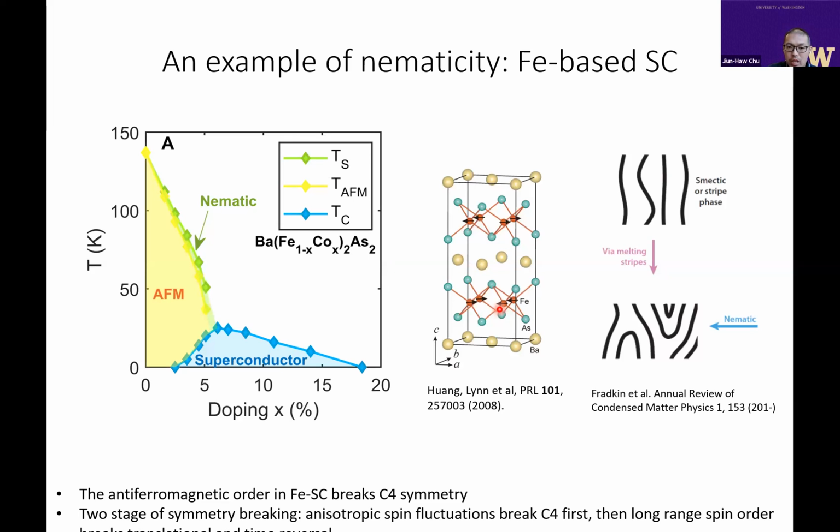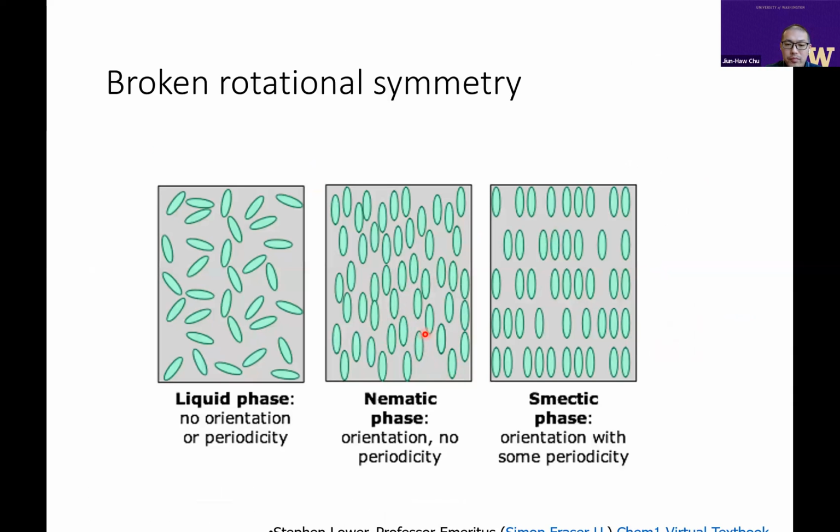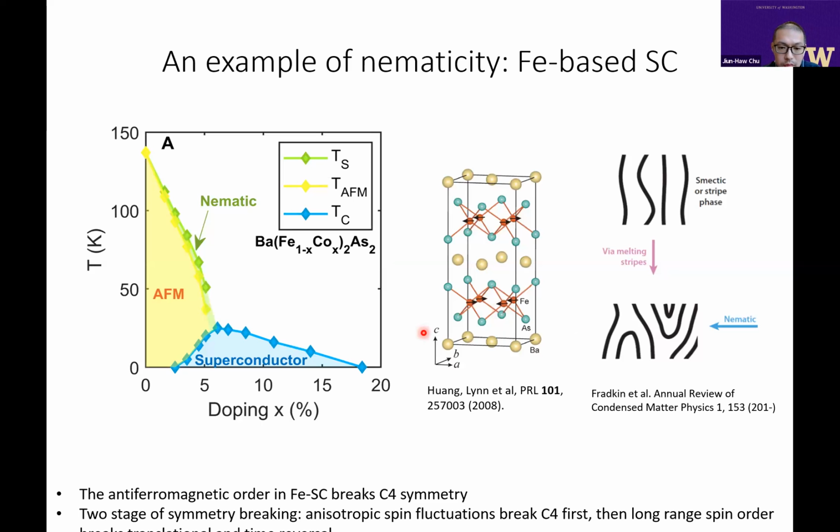You can think of it as you have two kinds of spin fluctuation. One corresponds to the spin fluctuation of an antiferromagnetic order along the X direction, and one along the Y direction. But in this nematic phase, the fluctuation of one direction is stronger than the other. So that is precisely the analogy of the nematic phase in the liquid crystals.